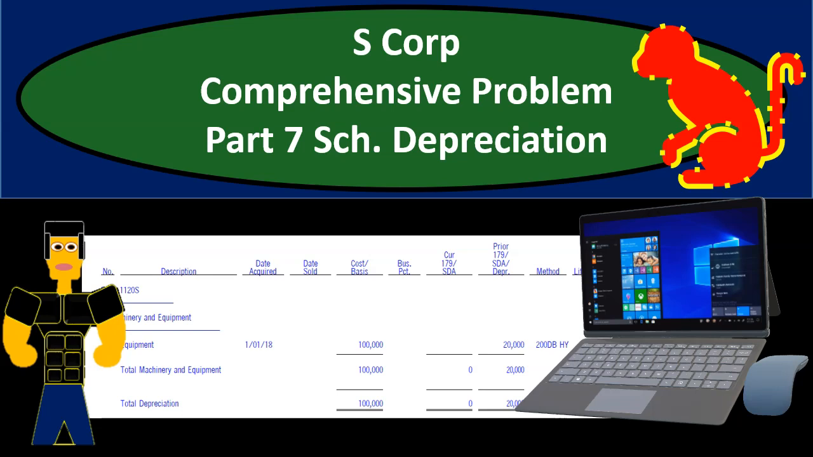In this presentation, we will continue on with our S Corporation Comprehensive Problem, Part 7. This time we're going to be recording depreciation, both book depreciation and depreciation for the tax return. There will be a difference between the two, and we're going to have to record that in our system as well.